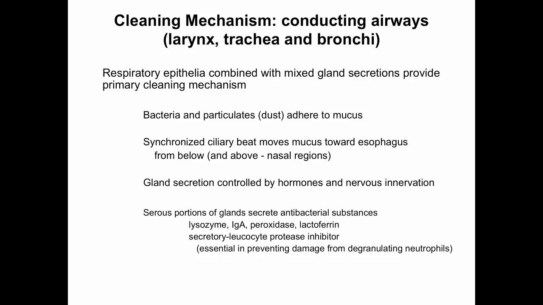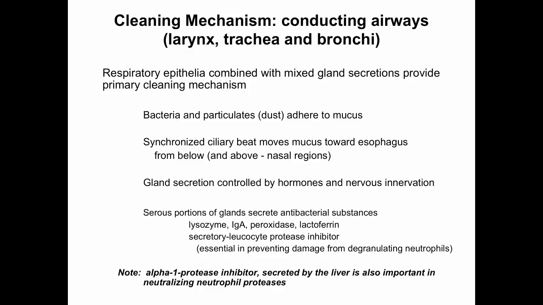As you're going to understand, when there's immune reactions going on in the respiratory tract, a lot of neutrophils are going to migrate in to perhaps phagocytize bacteria. As those neutrophils die and get degraded, they're going to release granules, and the content of those granules needs to be degraded. And that's some of the functions of this secretory leukocyte protease inhibitor. There are also alpha-1 protease inhibitors that are secreted by the liver that are important in neutralizing neutrophil proteases.